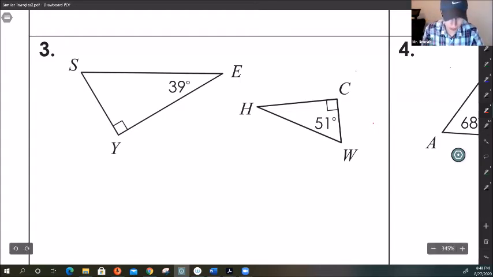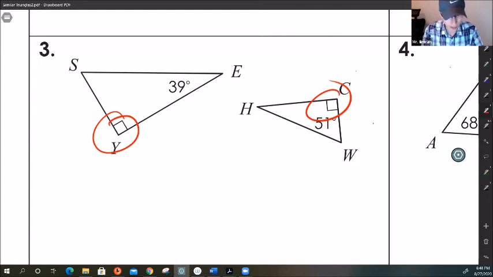See, one angle is given to me. However, in order to make a conclusion, so these two angles are the same, but see, the smaller of the acute angles is given to me. So find the other acute angle. 90 minus 39, it's a 51 here, right? So these two angles are matching, and then the 90 degrees are matching.